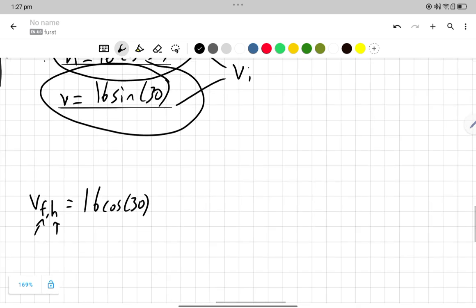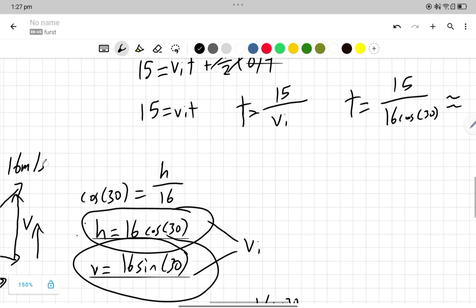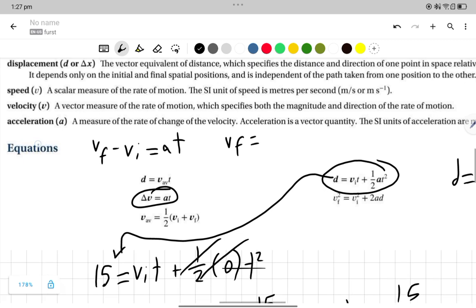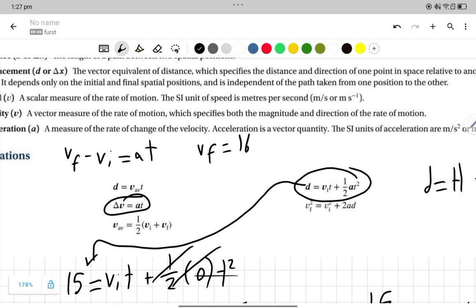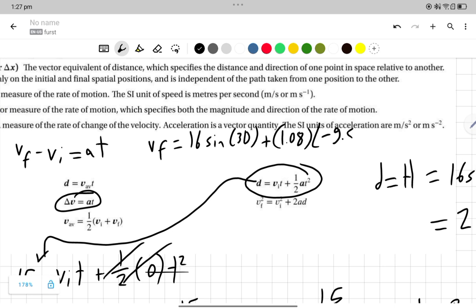So we can draw the final velocity as an arrow. Looks like this. This is 16 cos 30. And we've also got a final vertical velocity, and we can use that formula to figure it out. So Vf, and what was our initial vertical velocity? It was 16 sine 30 plus acceleration times t. So our t was 1.08, and that's multiplied by the acceleration, which is negative 9.81.